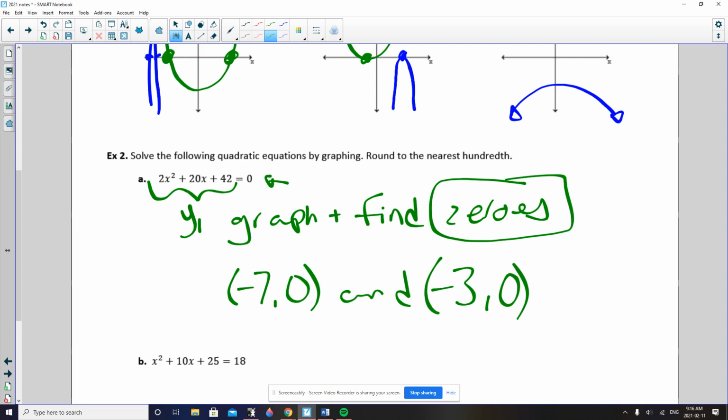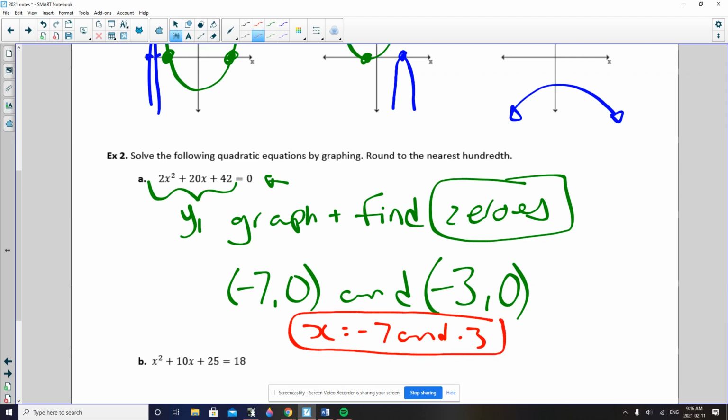I can always go check those if I want. But again, you also need to kind of say x is equal to -7 and -3, because those y values do not play any part in this equation.